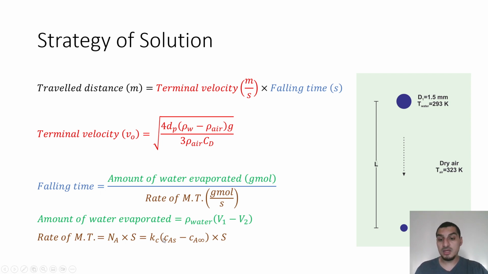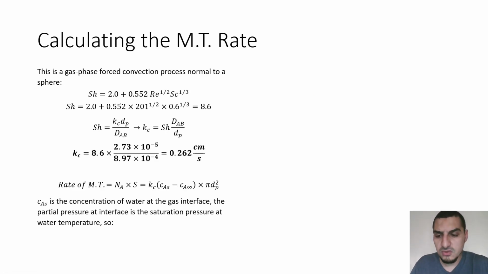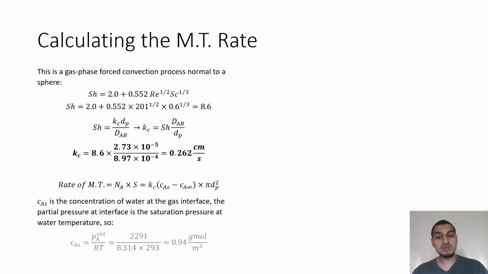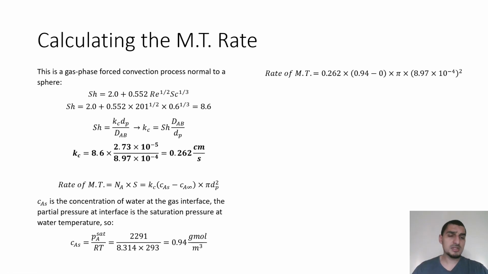So I'm done with calculating the mass transfer coefficient. I need to get the driving force, the cross-sectional area, and the amount of water evaporated, and then plug everything into the equations and we're done. So the difficult part is already done here. CAS is the concentration of water at the gas interface, which is the concentration corresponding to the saturation pressure. So this is the saturation pressure divided by RT, of course assuming that this is an ideal gas. And then we can get CAS as 0.94 gram mole per meter cube.